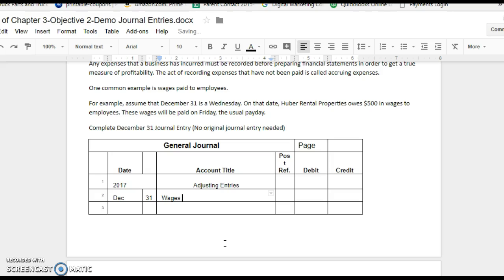So we actually had an expense, wages expense, we just haven't paid it yet. We would have debited wages expense and credited cash in bank because we gave our employees their paychecks. However, we haven't done that yet, but we do owe it, so it's wages payable.